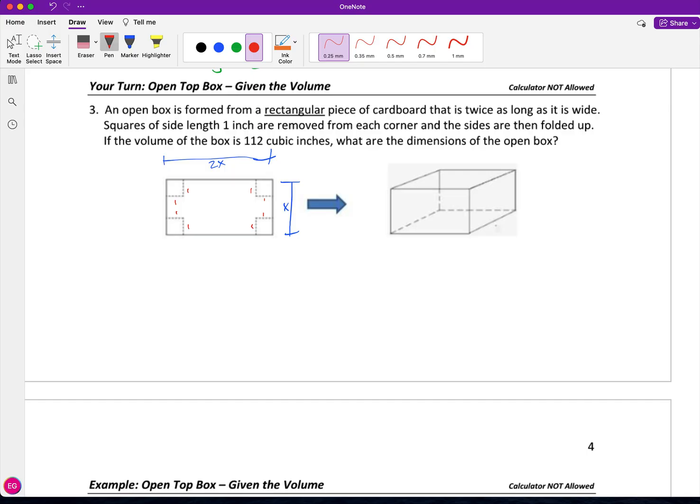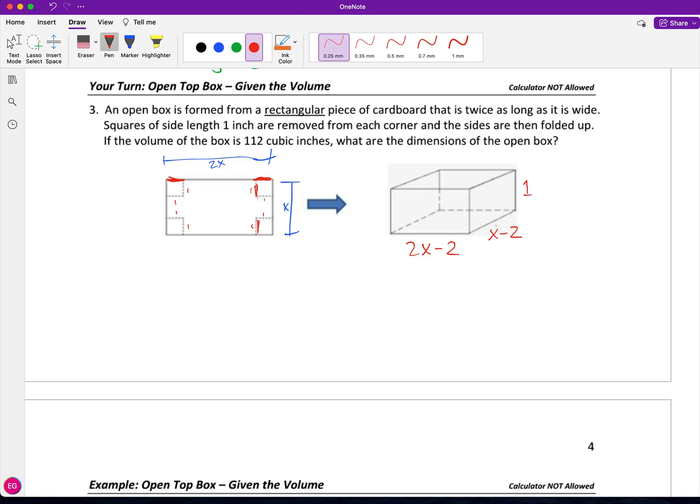And what ends up happening is like this side length of 2x, well, we removed a square length of 1 right here from it and another length of 1 right here from it. So this side length would now be a 2x minus 2 when we fold it up. And the same exact idea is going to happen here and here. This is going to be x minus 2 because we're removing a 1 and a 1 from each side of this thing. And then the little square cutouts end up becoming the height of this thing.